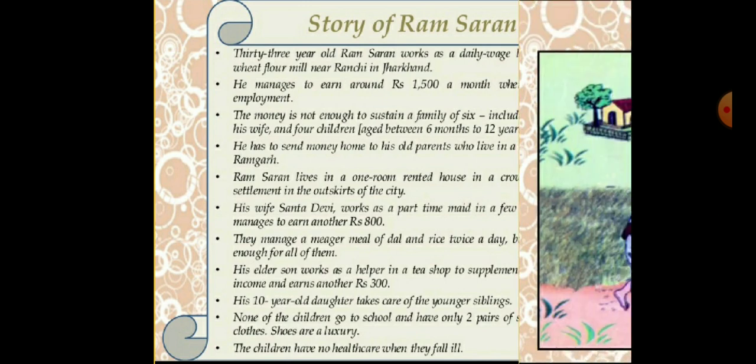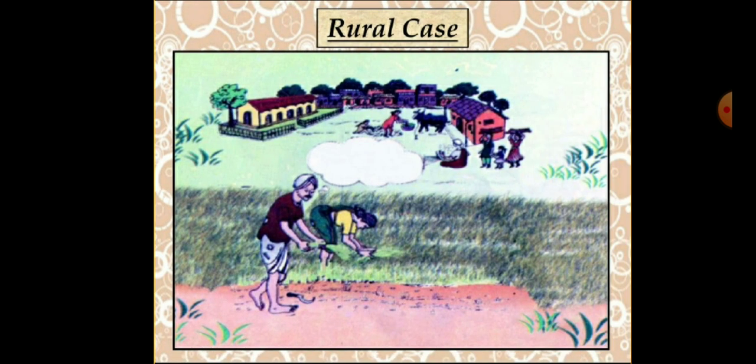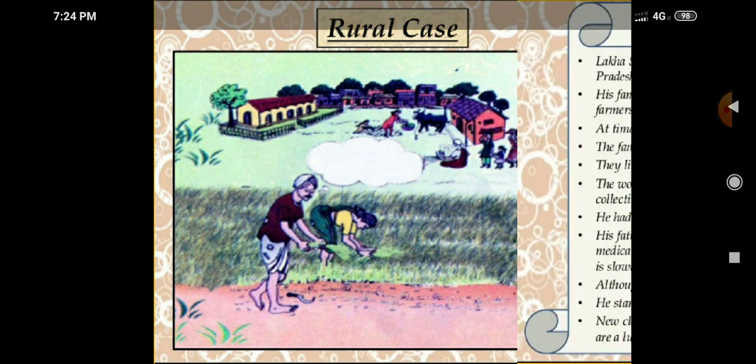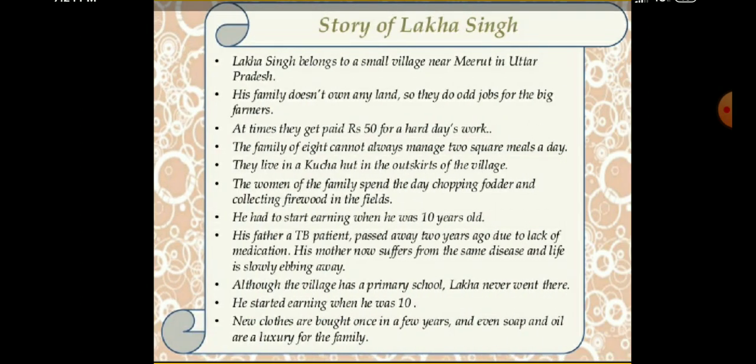And I have another case of a rural area. As you can see in the picture, people engage in the field and people work mostly in the agricultural field, and they work in rearing of cattle and some domestic activities, collecting fodder. Those are the main economic activities of people in rural areas. So let's learn in detail with this case study of the story of Lakha Singh.